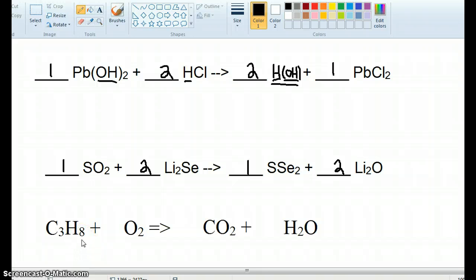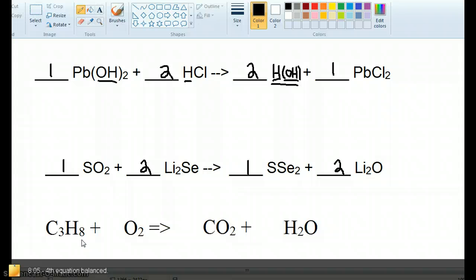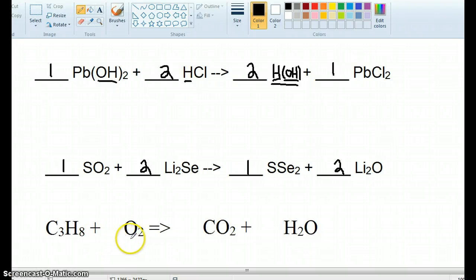Alright, let's try one more equation, okay? I have a combustion reaction here, and I know it's a combustion reaction because I have a hydrocarbon plus an oxidizer, which is oxygen, and my 2 products are carbon dioxide and water. So I'm going to pick the biggest, the baddest, the ugliest compound to start with. C3H8, I think that's pretty big.